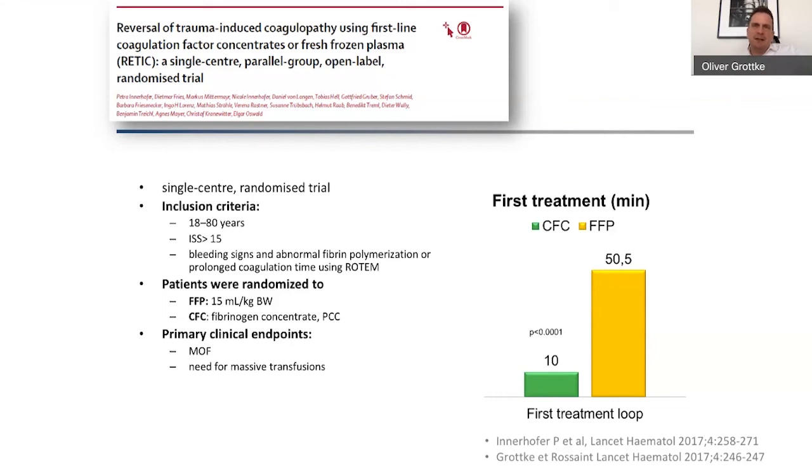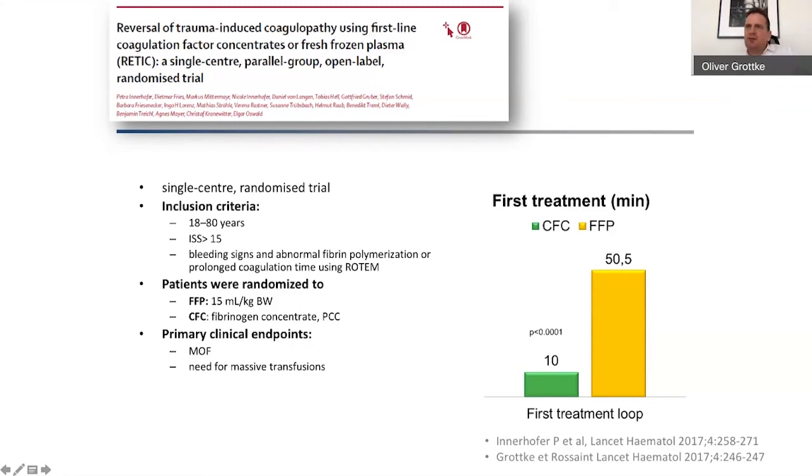viscoelastometry-guided algorithms in those patients that had a severe bleeding and a trauma with the ISS higher than 15. And those patients here were randomized to receive either fresh frozen plasma, 50 ml per kg, or coagulation factors, first fibrinogen, second then four-factor PCC according to a ROTEM algorithm, and the primary clinical endpoint was the avoidance of MOF and the need for massive transfusion.